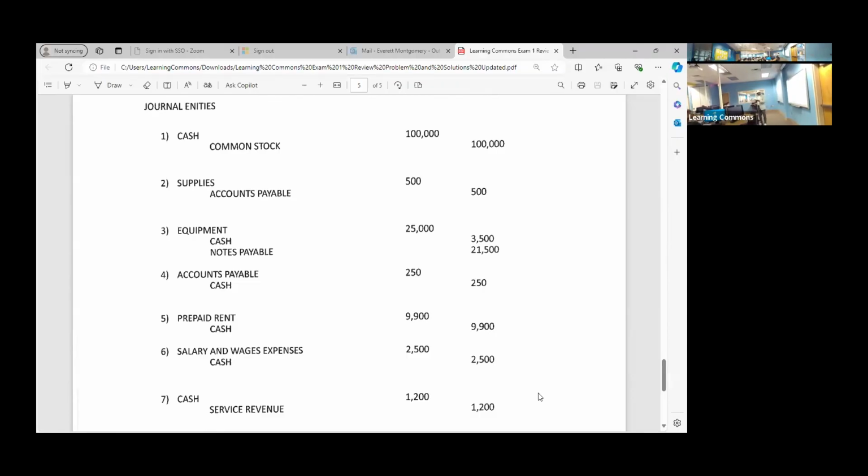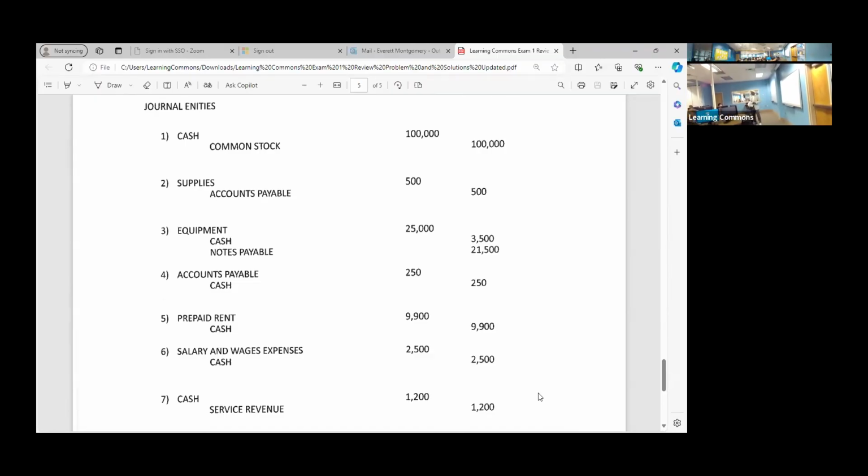She was asking about four. And then four says you paid 250 cash on account to office supplies purchased in transaction two. Now what's going on there? You're paying on your account that you created back there in transaction two, which means you got to reduce that accounts payable.